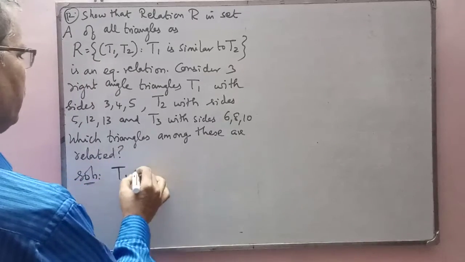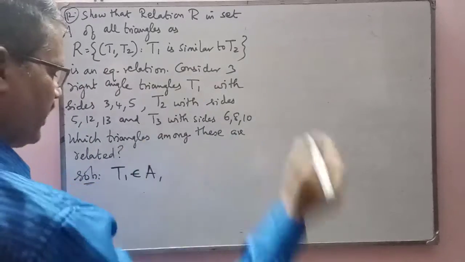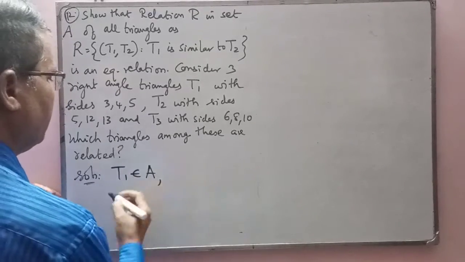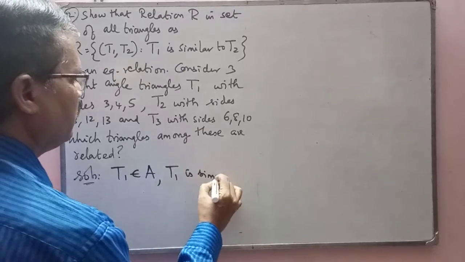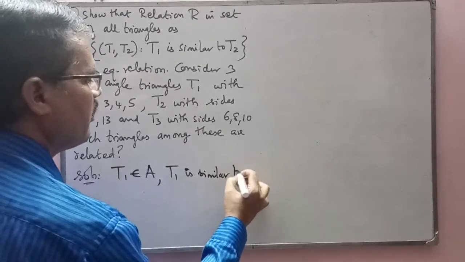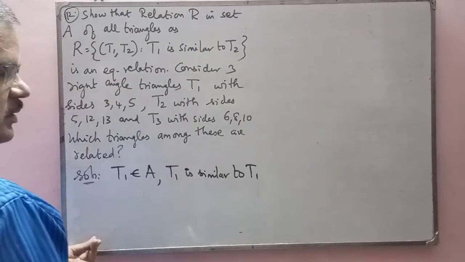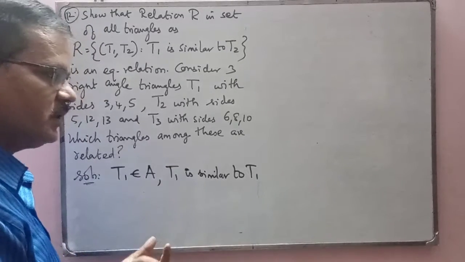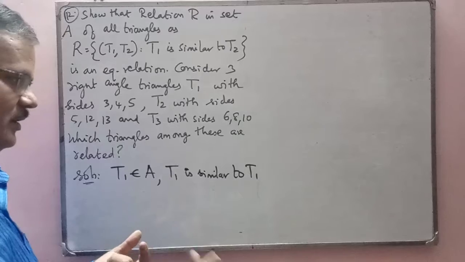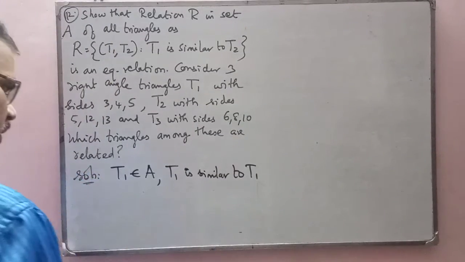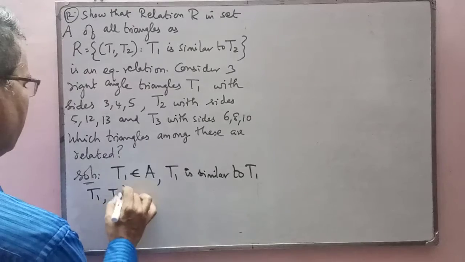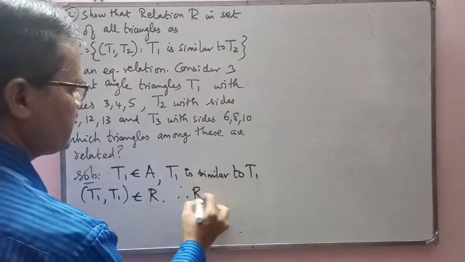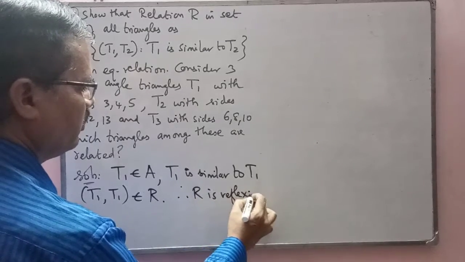Let us take one triangle T1 belongs to A. The set of all triangles are there. I have taken one triangle T1 belongs to A. Now I say T1 is similar to T1, correct? I take one triangle and compare with the same triangle, then it must be similar. What are similar triangles? The corresponding sides should be proportional and corresponding angles should be the same, right? So T1 is similar to T1. When the triangles are similar, they should be in the relation R. So (T1, T1) belongs to R. Therefore, R is reflexive. See, children, as I told, how simple it is.